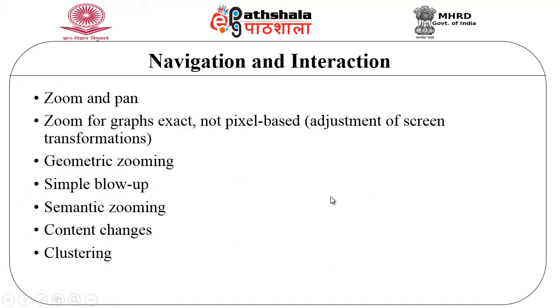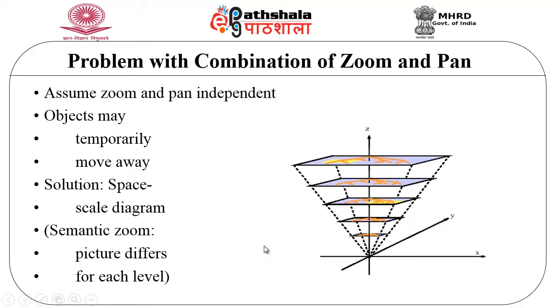If you look at the navigation and interaction associated with graphs, there are various navigation and interaction patterns associated with the graph data. You can zoom and pan for the graph data. You can zoom for graphs where you go for an exact, not pixel based approach, that is, adjustment with respect to the screen transformations. You can have geometrical zooming. You can have simple blow up of the graph data. You can have semantic blow up or zooming of the graph data. You can have content changes. You can do clustering of the graph data.